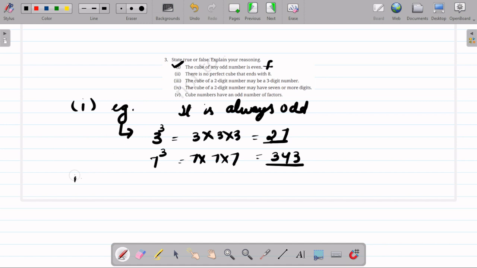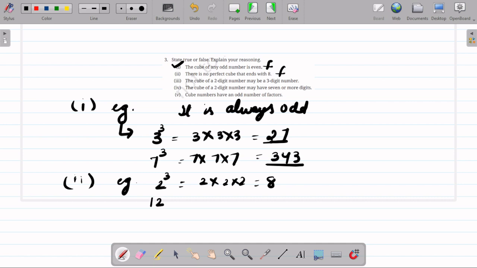Second, there is no perfect cube that ends with 8 is also false. A perfect cube which is ending with 8, an example of this is 2 cube. See, this is a perfect cube ending with 8.